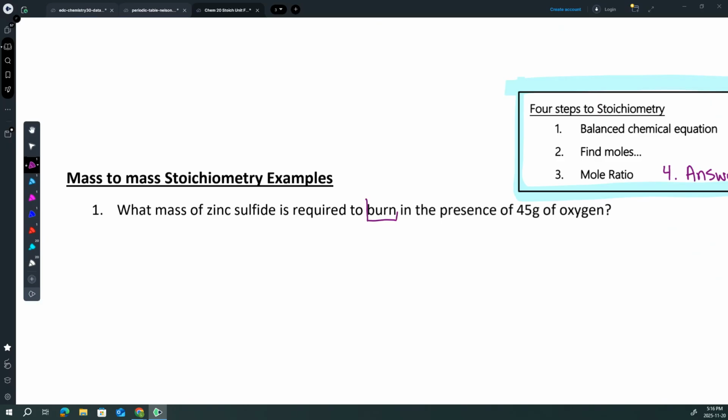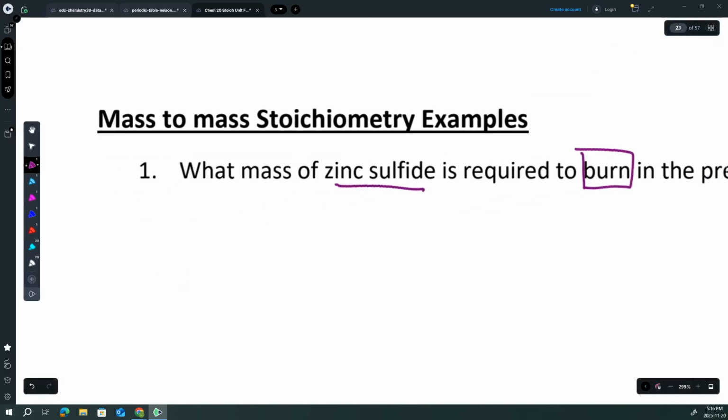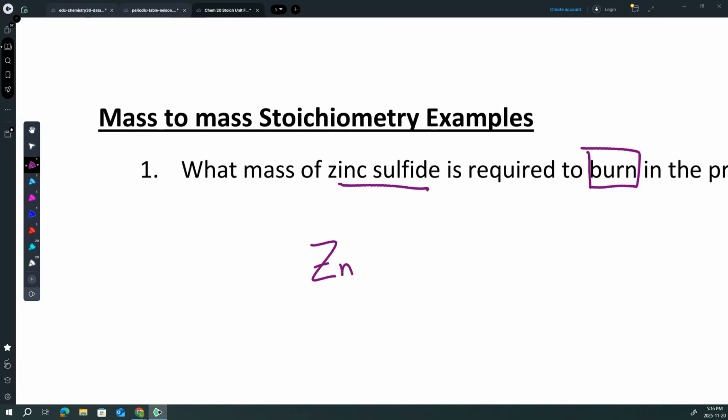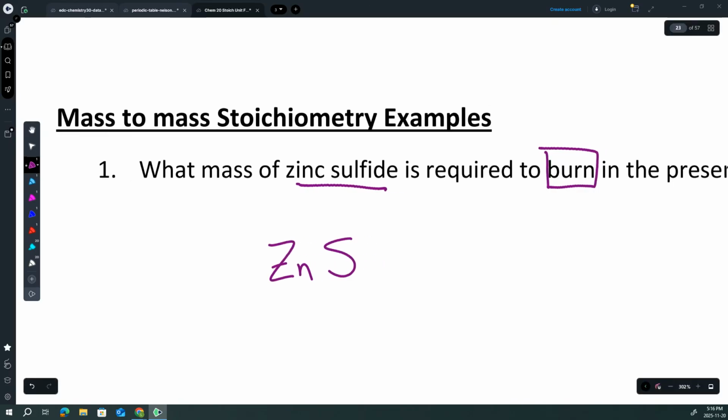Because it says the word burn here, that's my indicator that we have a combustion reaction happening. Okay, and it says that zinc sulfide is burning in the presence of oxygen. So those are our 2 reactants. So we have zinc sulfide reacting with oxygen gas.